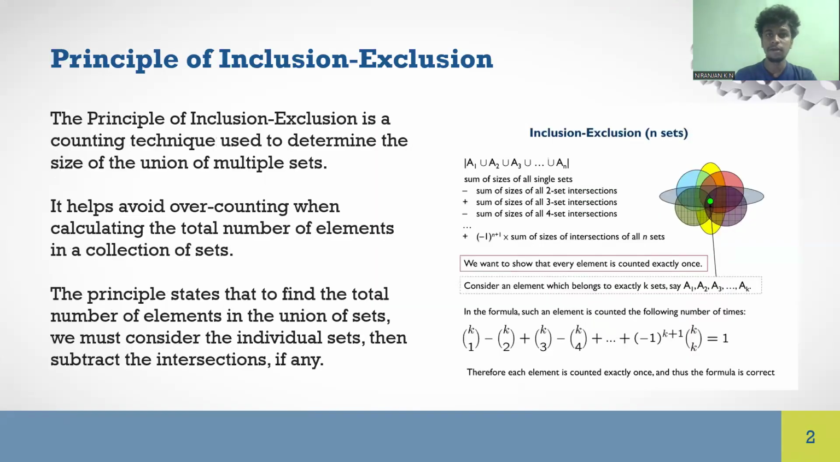The principle of inclusion and exclusion. The principle of inclusion and exclusion is a counting technique used to determine the size of the union of multiple sets. It helps to avoid overcounting when calculating the total number of elements in a collection of sets. The principle states that to find the total number of elements in the union of sets, we must consider the individual sets, then subtract the intersections if any.